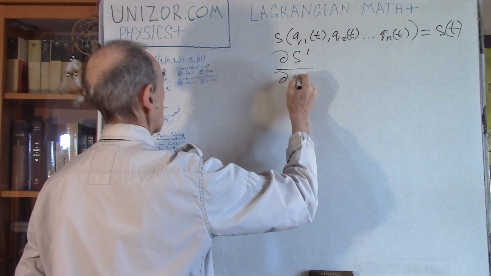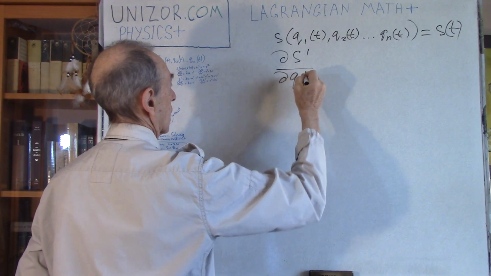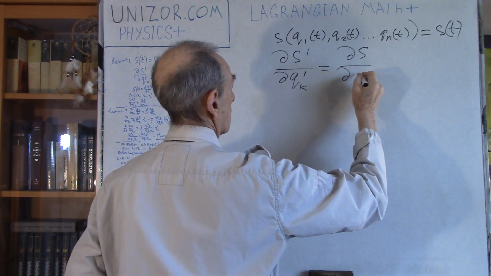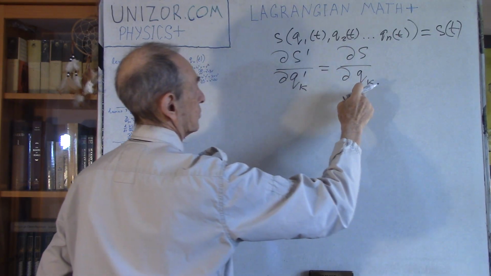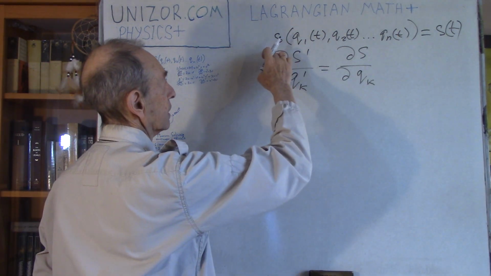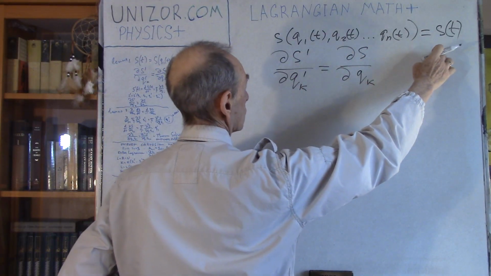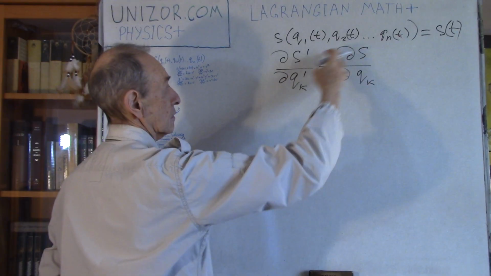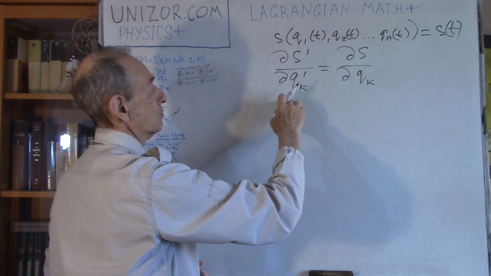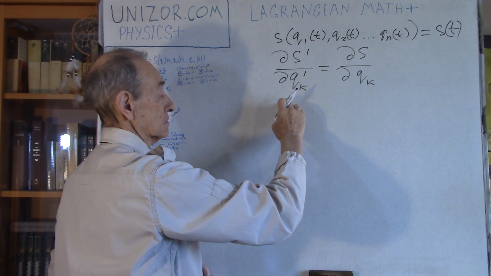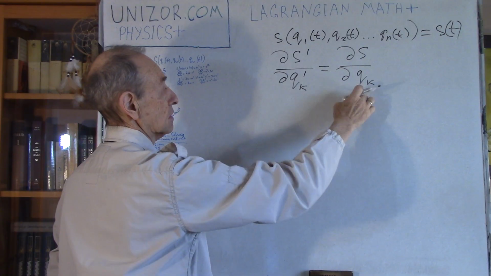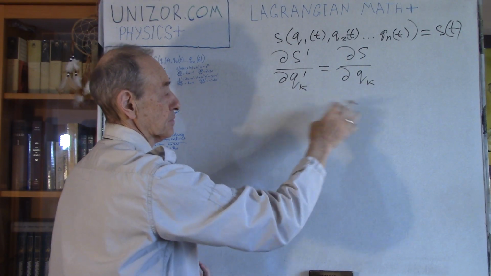If you partially differentiate this function s by coordinate qk, and if you take a time derivative of this function, which also depends on all the coordinates and their derivatives by time, and then take a partial derivative by the time derivative of this particular coordinate, the result will be the same.